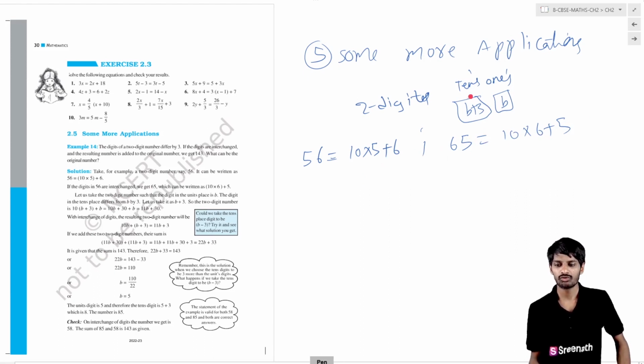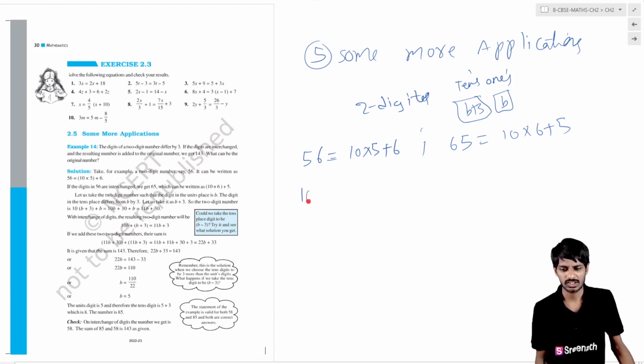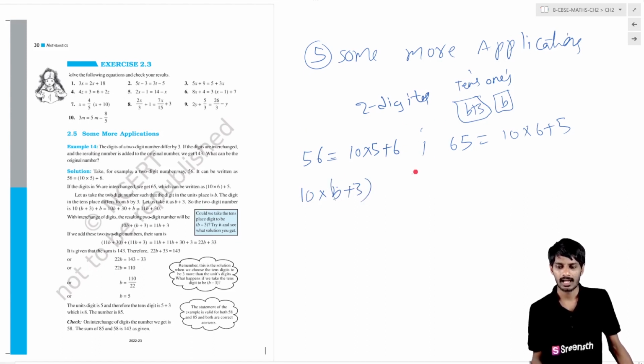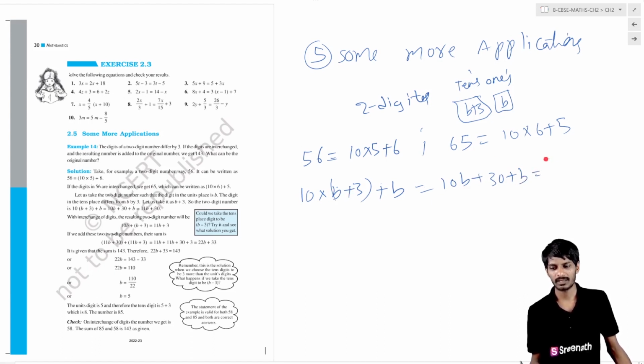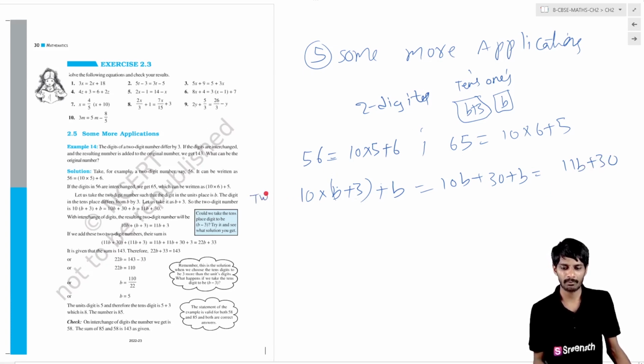In the same way you will write this two digit number in the expanded form. What is the expanded form? That is 10 into b plus 3, because b plus 3 is in the tens place, plus b. This is the expanded form of the two digit number. By solving it, 10 into b is 10b, plus 10 into 3 is 30, plus b. So 10b plus b is 11b, plus 30. So this original two digit number is expanded in this form.